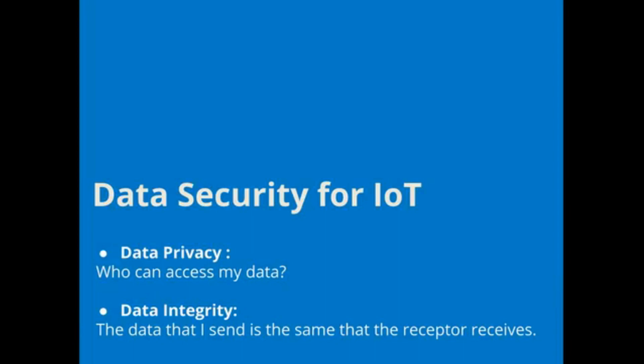Data integrity is related to the data that I'm sending from my device being received by the receiver properly. But today I just want to talk about data privacy. So how can I prevent a hacker or anyone in my network from accessing the data that I'm managing, to make sure my data business is secure? That's the main purpose of this presentation.